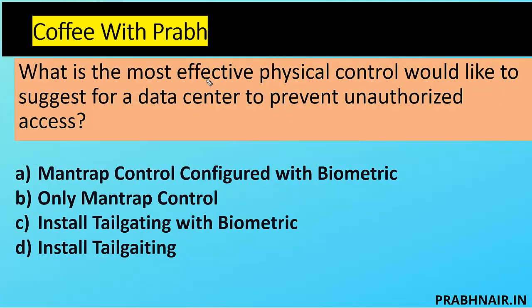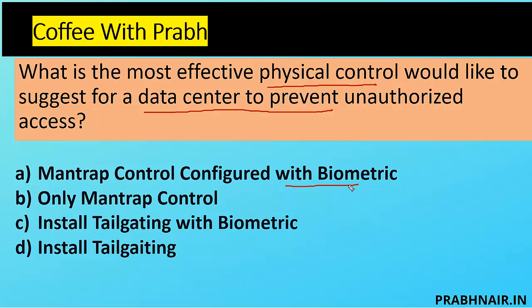What is the most effective physical control you would like to suggest for a data center to prevent unauthorized access? Option A, man-trap control configured with biometric. Option B, only man-trap control. Option C, install tailgating with biometric. And option D, install tailgating.